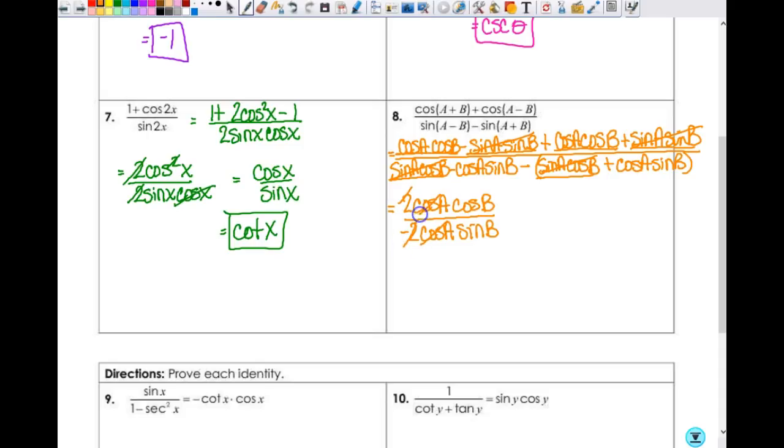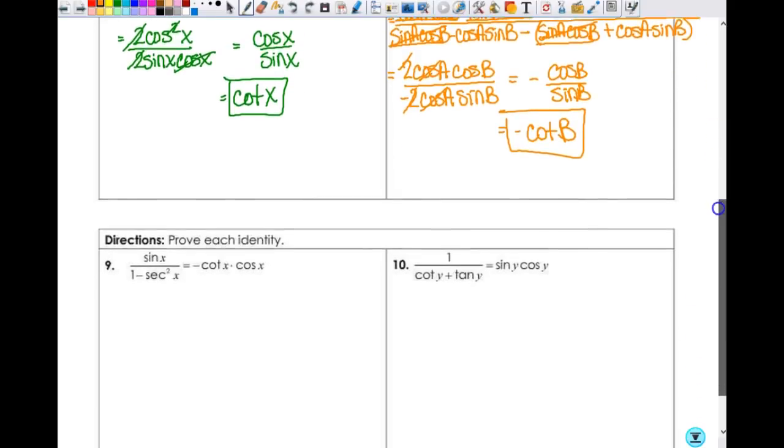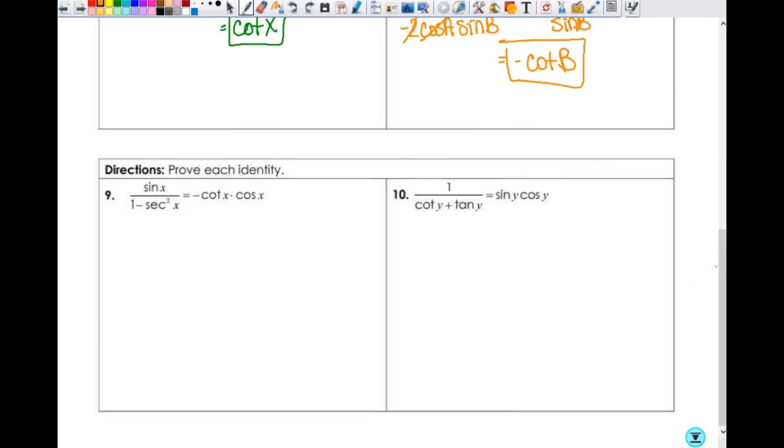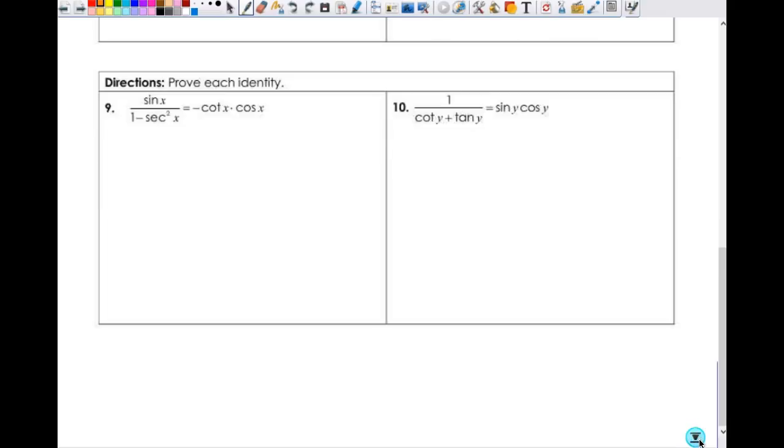The cosine a's cancel out. I still have this negative sign, so it's negative cosine b over sine b, which means in the end I end up with negative cotangent b. And I'm done. So there's your simplifying. Proving is actually a little bit nicer because you know what your end result is. And I would say on number 9, we're going to start with the left-hand side.